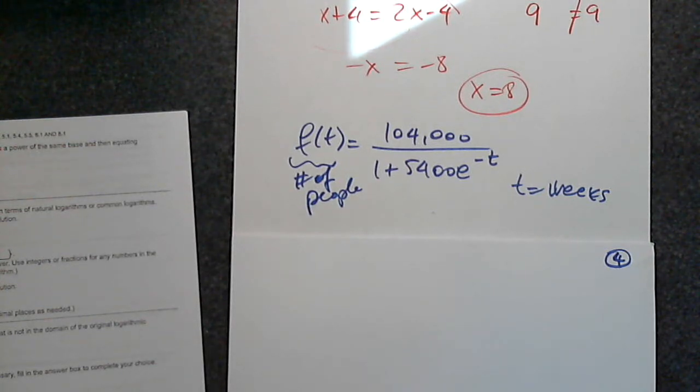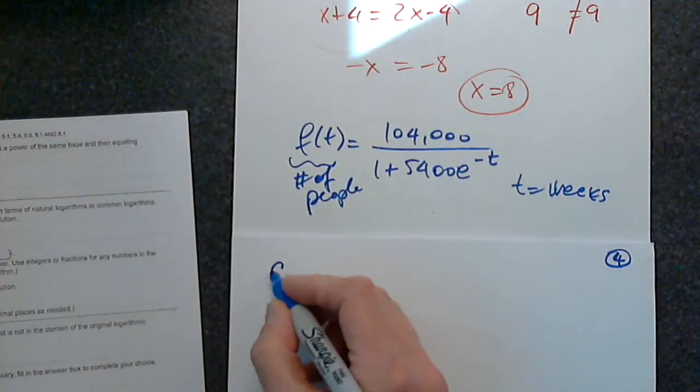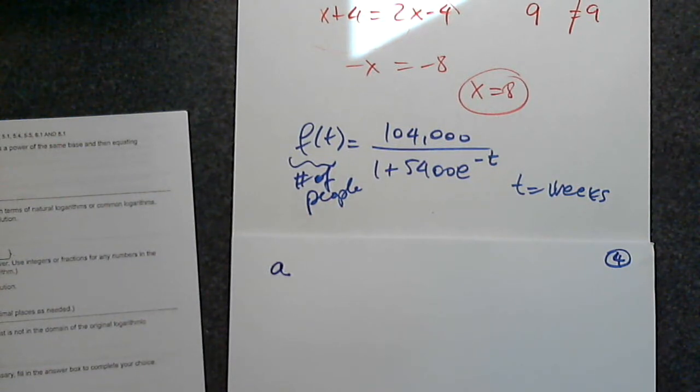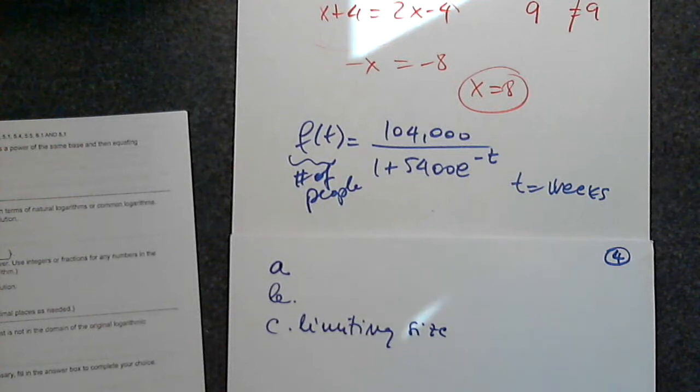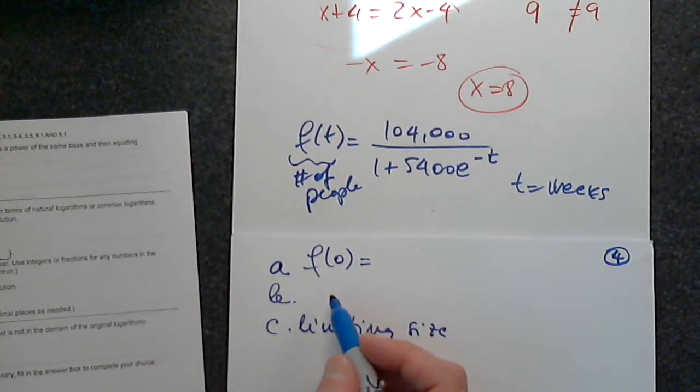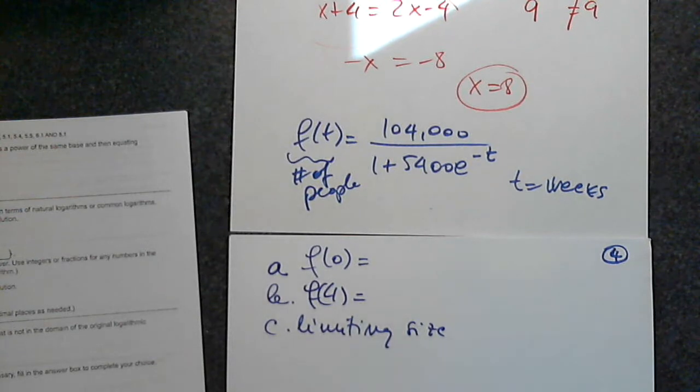So, how do I determine how many were ill initially? And then how many people were ill by the end of the 4th week? And then the limiting size of the population. So what am I asked to determine in part A? Perfect, awesome. So f of 0. And what am I asked in part B? Very good, awesome.